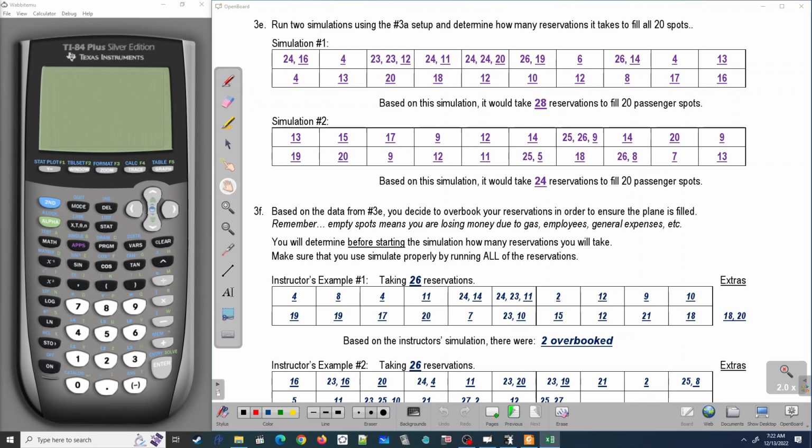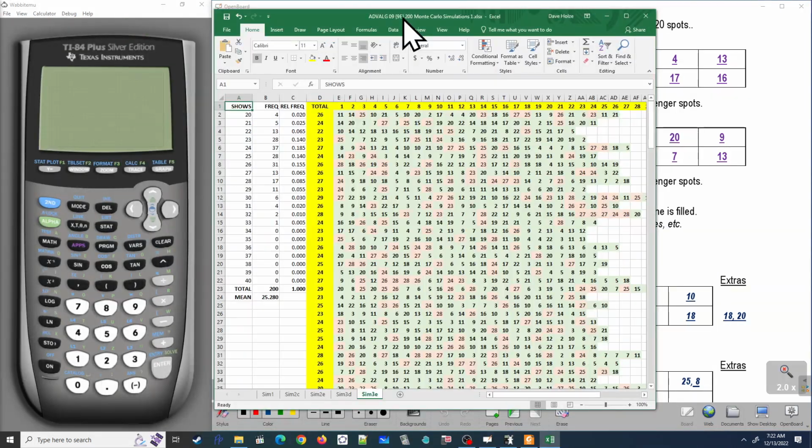When I ran the simulation 200 times, let's take a quick peek at the results. 4 times I was successful at 20 out of 20, where I would not need any additional reservations. But there was at least one time where I needed 33 reservations to fill 20 seats. That meant I had 13 no-shows. So the question is, what should be the magic number of reservations that I take?